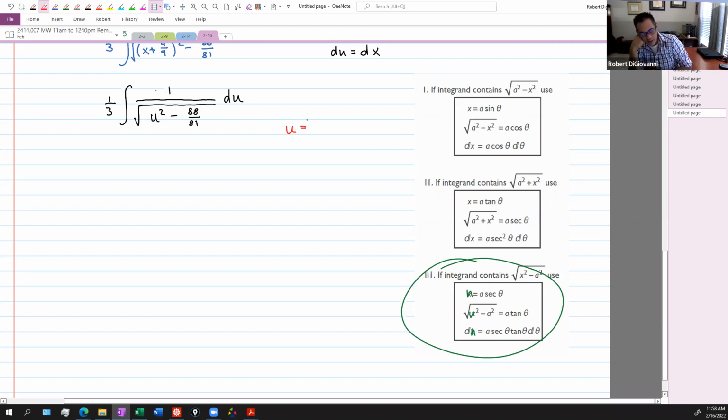I'm going to make my trig sub now, and I'm not going to write x equals. I'm going to write u equals, because x is something else in this problem, right? All right, so u equals, and then I'm gonna do a secant theta, but look at a, it's a mess. a is the root of 88 over 9. So what I did is I just took the square root of that number. So I did square root of top and bottom separately. That's a, and then I have secant theta.